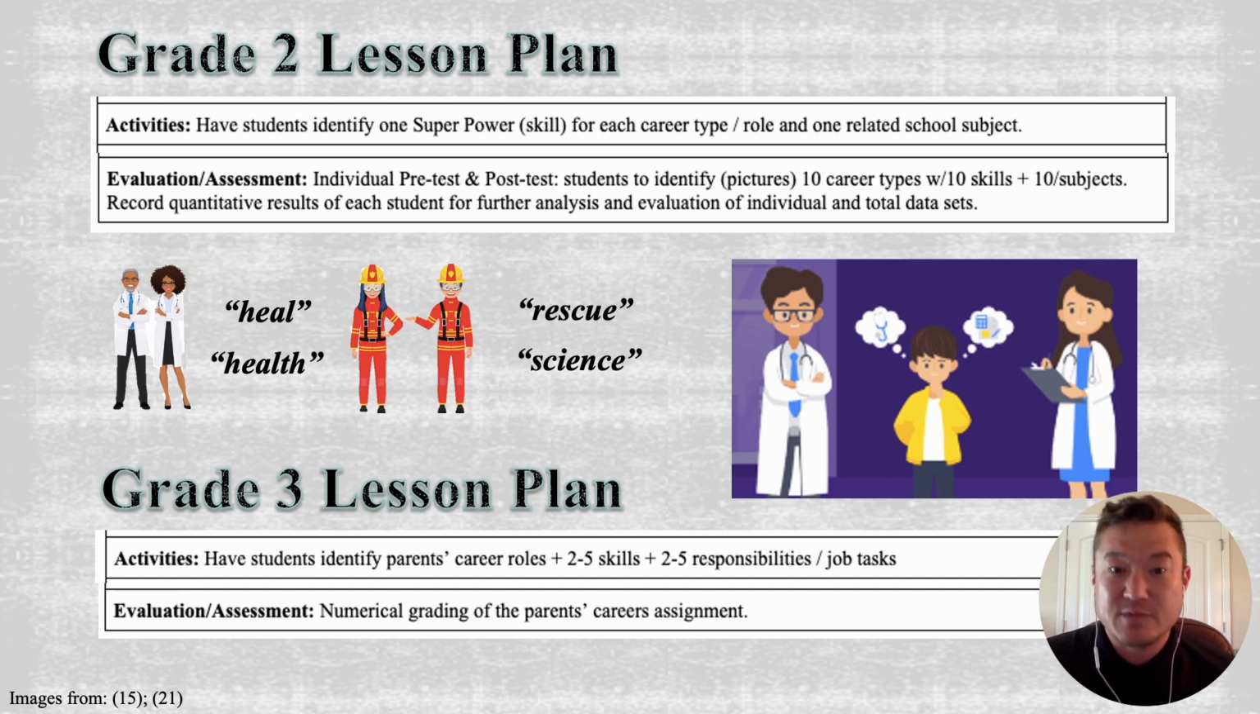For grade 3 students, we will have them create career characters of both of their parents or guardians. This will give them the opportunity to interview and learn more about the types of careers or jobs that they work. Students will be asked and assessed on their ability to include 2 to 5 career-related skills and responsibilities in their drawing and diagram of their parents.